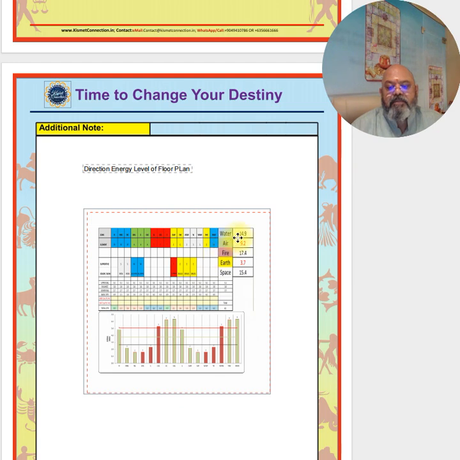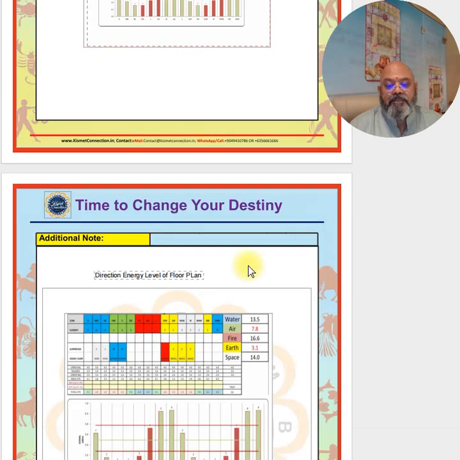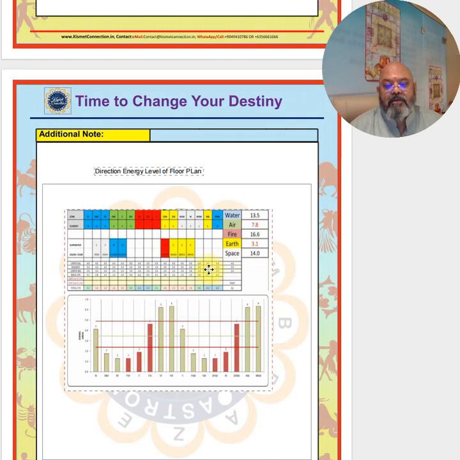There are five elements: water, air, fire, earth, and space, and their total energy level is measured here. So, in this example, air is low, earth is very, very low, and the earth element is very important. Similarly, this is the second floor plan energy bar chart. Again, all the 16 directions, the five elements, and their strength in this bar chart.